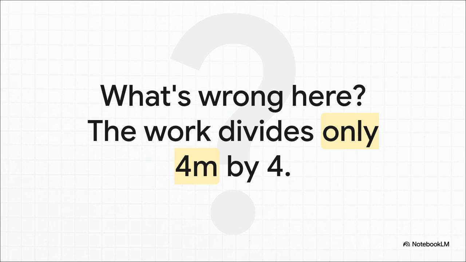Okay, our third trap is what I call the partial operation. Let's say after subtracting 12, you'd get 4m equals negative 4. But some people might try to divide by 4 earlier, like you see here. The work shows them dividing only the 4m term. What's the fundamental rule being broken here?